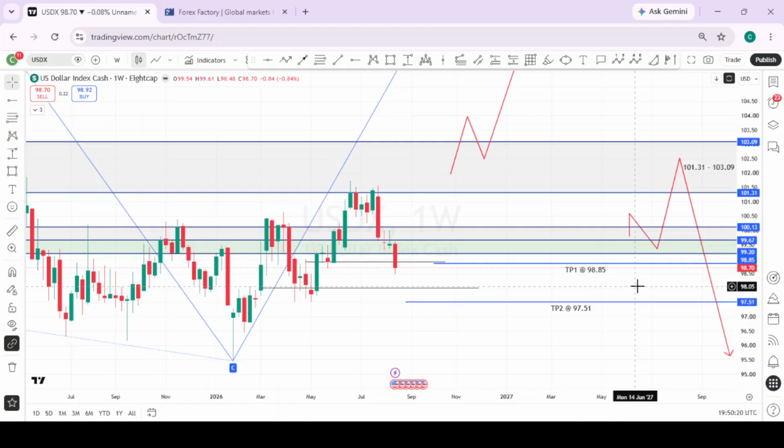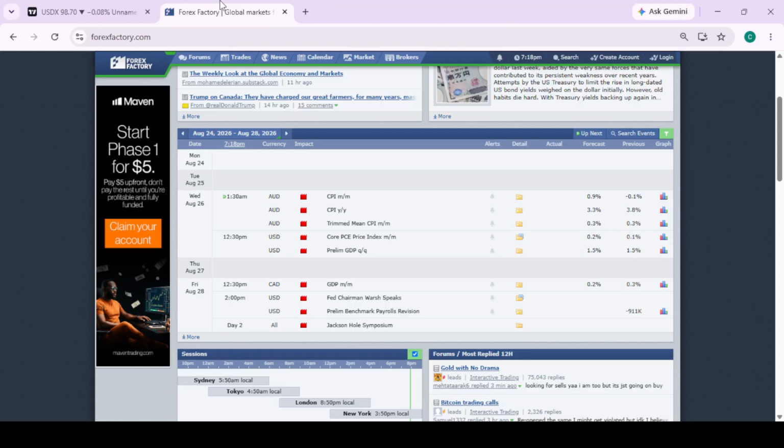So let's see what we have for the economic calendar for the coming week, then we jump into the charts. On Monday, we don't have any high impact news. Monday and Tuesday, there's no high impact news.